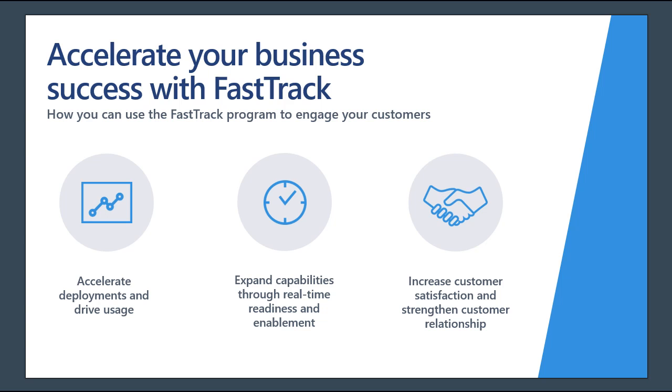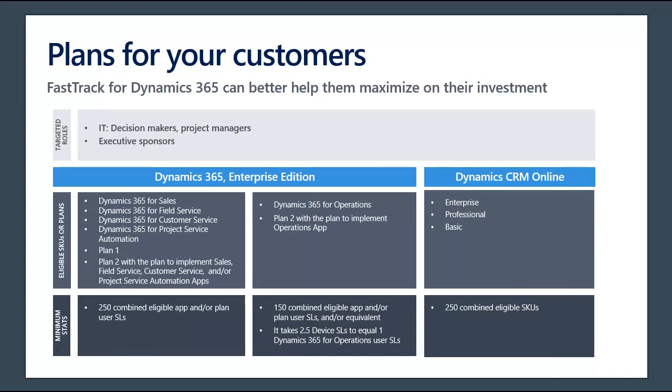Now let me talk about who is actually eligible for the full Fast Track services. Currently, we cover Dynamics 365 Enterprise Edition, as you can see here, both the plans and the apps. Business Edition is not covered right now by Fast Track. For the sales, field service, customer service, and project service automation apps, customers need to purchase a minimum of 250 seats to be eligible. For the operations app, 150 is the minimum number of seats for full Fast Track services.